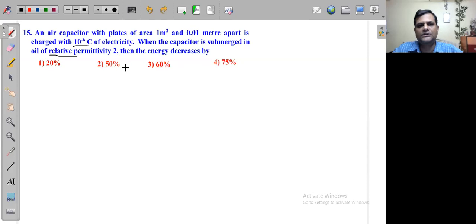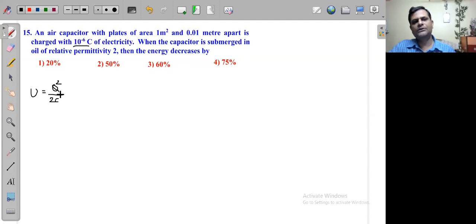Okay, so see, we have to find out the initial energy, then the final energy, and then we will get the loss. Okay, so first of all, let us try to find out the initial energy, how much it must be. So the initial energy of the capacitor must be half of Q square upon 2C.